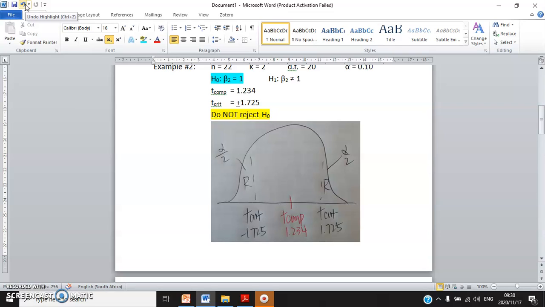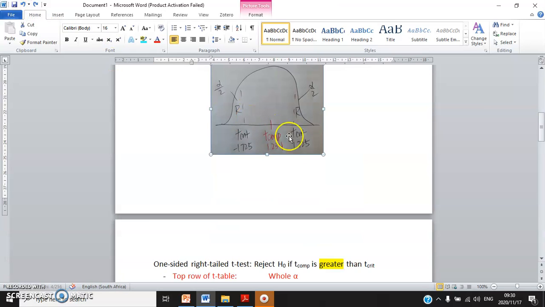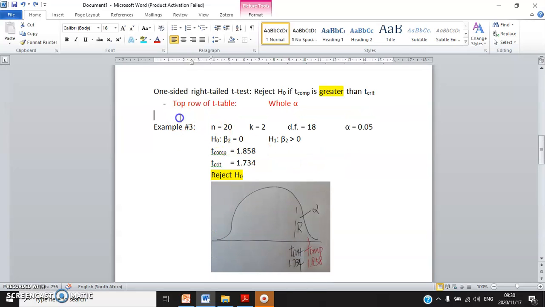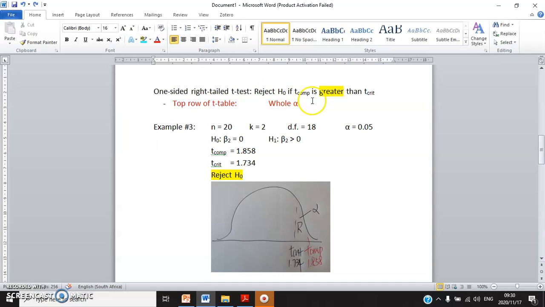So we have done 2 questions on two-sided hypothesis testing. So let's move on to do 2 questions on one-sided right tail test. Okay. So just a reminder, for one-sided right tail test, we reject the null hypothesis if computed t-stat is greater than critical t-stat, and there is only one critical t-stat. And then when you look for the critical t-stat, the top row of the t-table gives you your whole alpha. Because of one-sided test, we do not split the alpha into 2 parts. In fact, we have the whole alpha on the right-hand side of the graphical sketch.